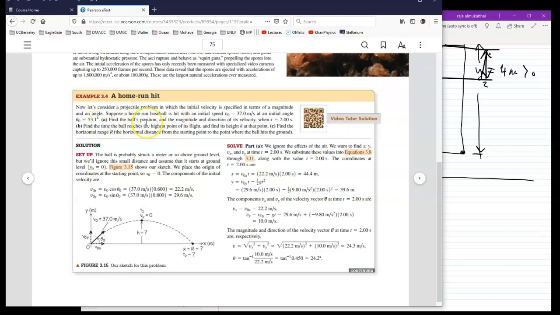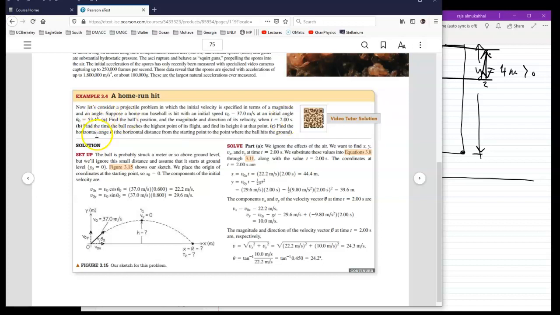Let me repeat the question again. Find the ball position, which is x and y, and the magnitude and direction of the velocity, the velocity components x and y and their magnitude, which is Pythagorean, at 2 seconds. Okay? It's a big question. It's a very long question.